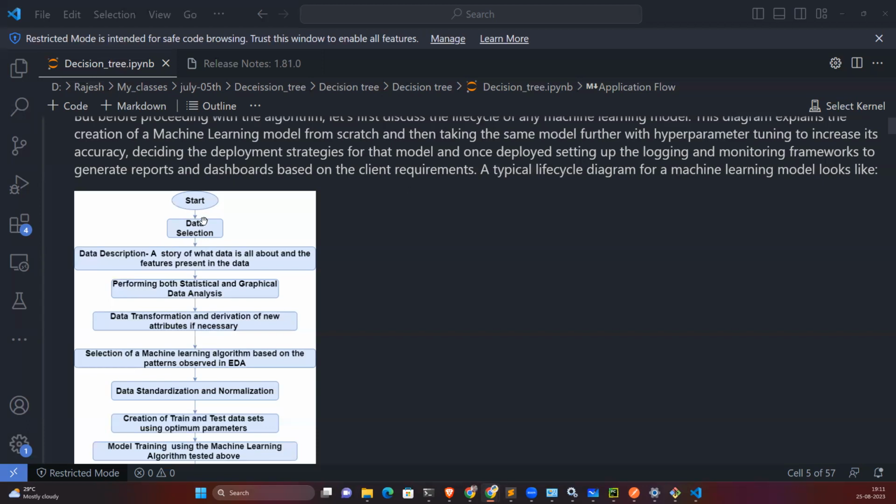Then what we have to do, whatever data we have selected, that data must say something. The data used to say something. Okay, this is the input feature, this is the output feature. Each feature's definition you have to make understood.